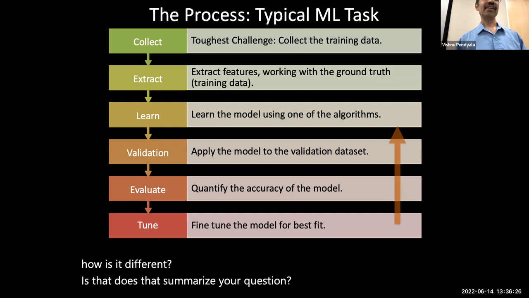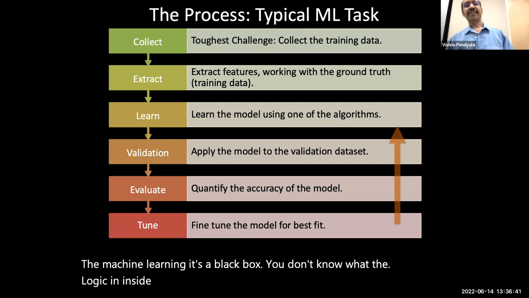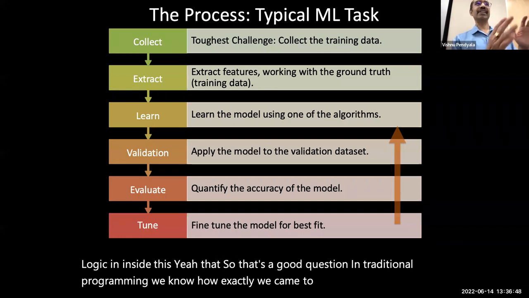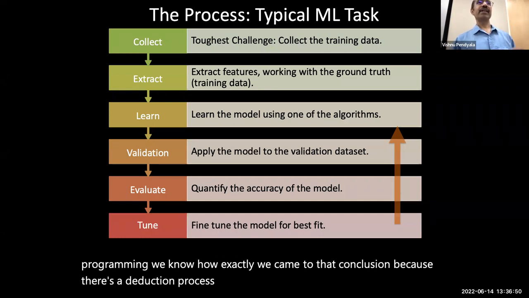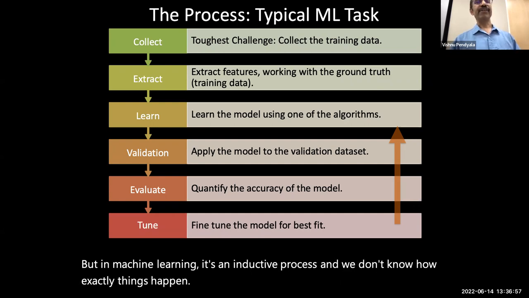At least with traditional programming, you knew how it is performing. But with machine learning, it's a black box. You don't know what the logic inside is. Yeah, that's a good question. In traditional programming, we know exactly how we came to that conclusion because there's a deduction process involved. But in machine learning, it's an inductive process, and we don't know exactly how things happen. That is a very good question.